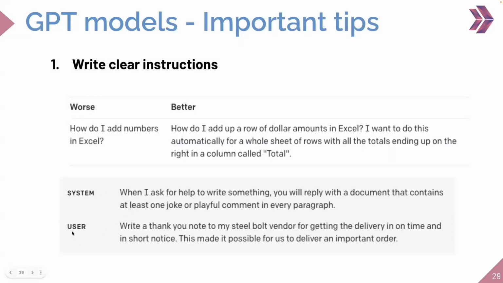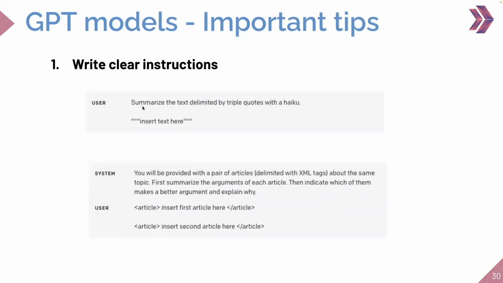For the role of user, you can say, okay, write a thank you note to my steel bolt vendor for getting the delivery in on time and on short notice. So this made it possible for us to deliver an important order. So the model will generate an output for this prompt, for both system and user. You should be clear. Another one here is, summarize the text delimited by triple quotes with a haiku, to increase the quality of the outputs. So you can add this type of separation.